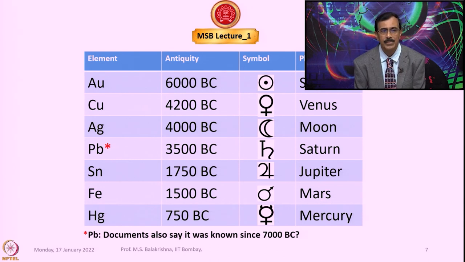And in those days, all these elements, based on their brightness and color, were related to planets. For example, gold was related to the sun, copper to Venus, silver to the moon, lead to Saturn, tin to Jupiter, iron to Mars, and mercury to Mercury.